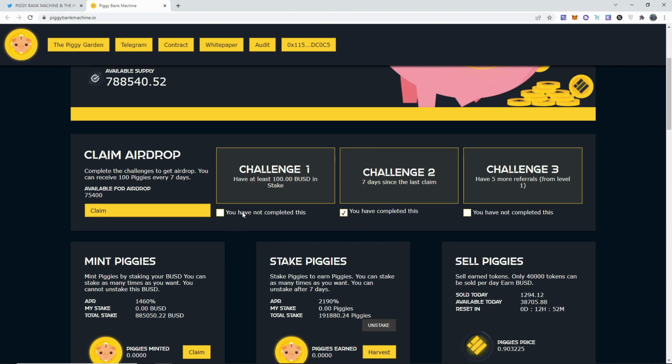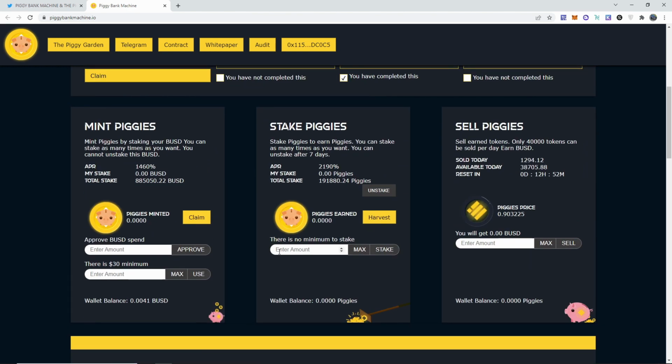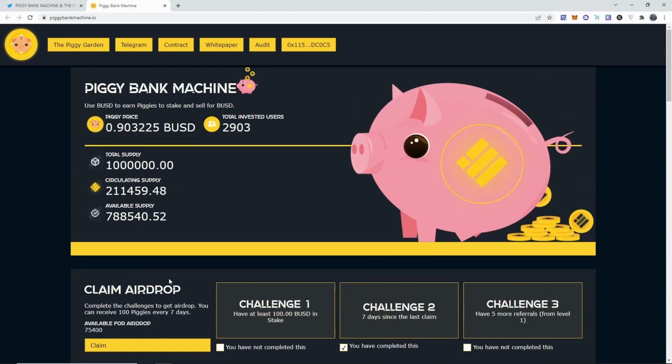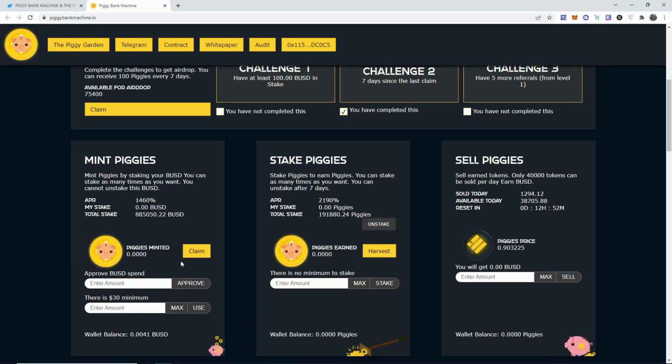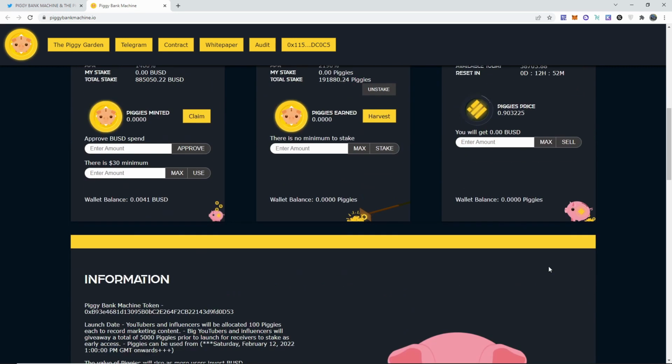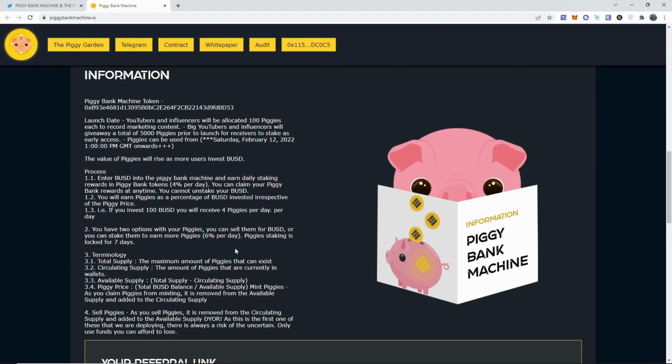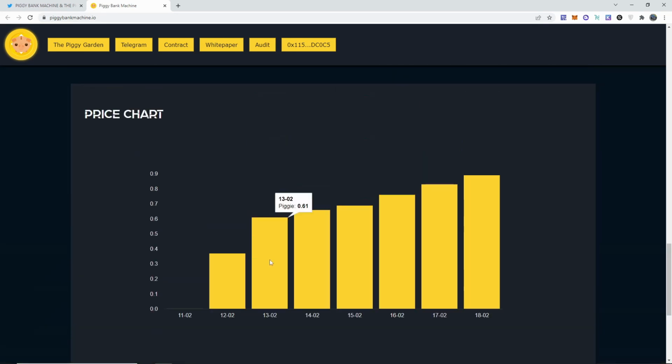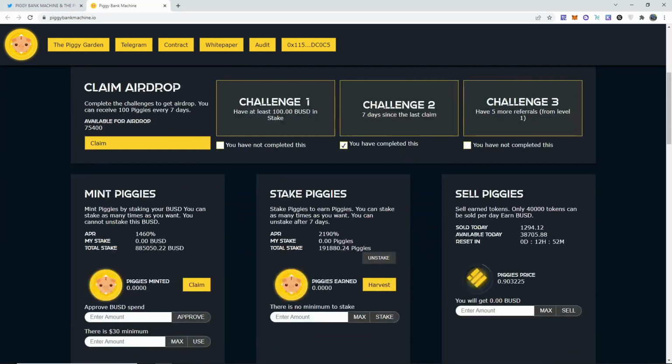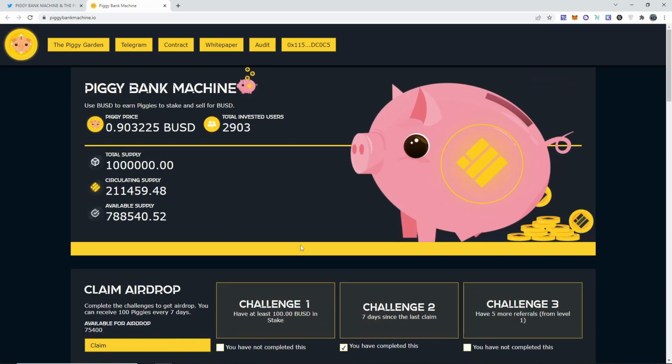Pretty dope, man. You get to claim free Piggies on here, 100 Piggies every seven days if you manage to get these 3 challenges out of the way. All you do is put in some BUSD and you start earning some Piggies. The APR is 1460. Once you have all the way through, you can sell them. It's pretty dope, man. Do your research. Everything's going to be down below, the links to all this. But you have to have your Binance and fees, everything ready. It's going to be super cool to see this.